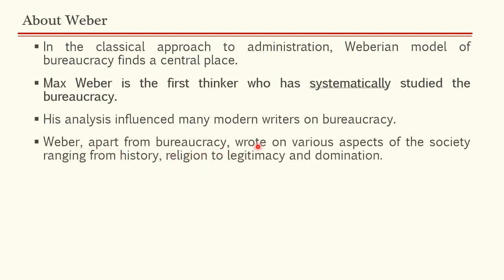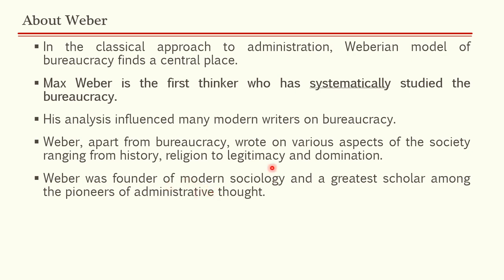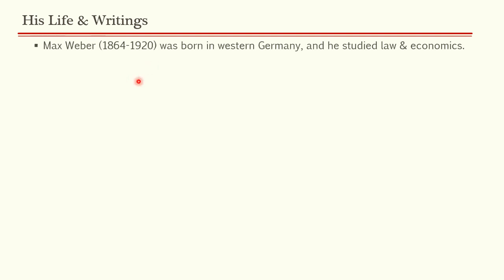Weber, apart from bureaucracy, wrote on various aspects of the society ranging from history, religion to legitimacy and domination. He wrote on all of these subjects also. Weber was founder of modern sociology and the greatest scholar among the pioneers of administrative thought. Moving on, about Weber's life and his writings. Max Weber was born in 1864 and he died in 1920, and he was born in Western Germany of those times, which was nothing but Prussia, and he studied law and economics.